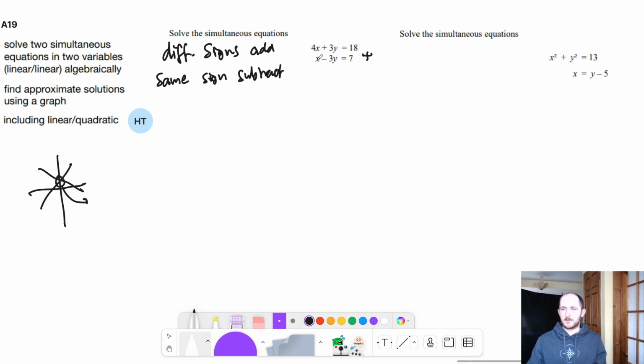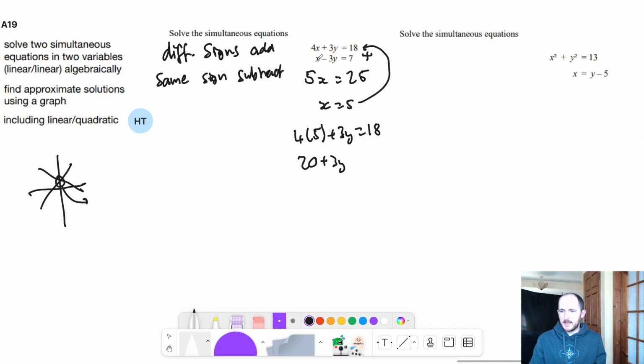So if I add this, I get 4x plus x is 5x. 3y plus minus 3y is 0. 18 plus 7 is 25, which means x is equal to 5. Then to find out what y is, you sub it into any of the equations that you have. So in this case, I have 2 equations, but if you had to multiply, you have more. So I'm going to just put it into the top one. So I have 4 times 5 plus 3y equals 18. So 20 plus 3y equals 18. Subtract 20 from both sides, you get 3y is equal to minus 2. So y is equal to negative 2/3. Easy peasy, 4 marks.